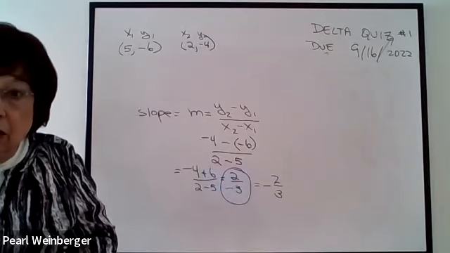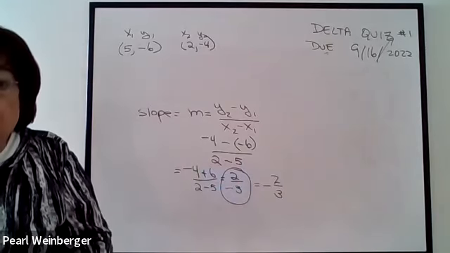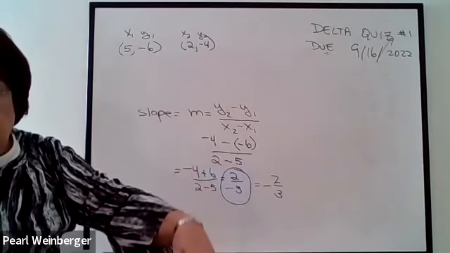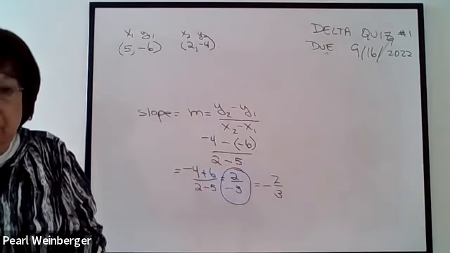Again, what is this telling us about the slope? The line, as we're going from left to right, has to be a line going down because the slope is negative.